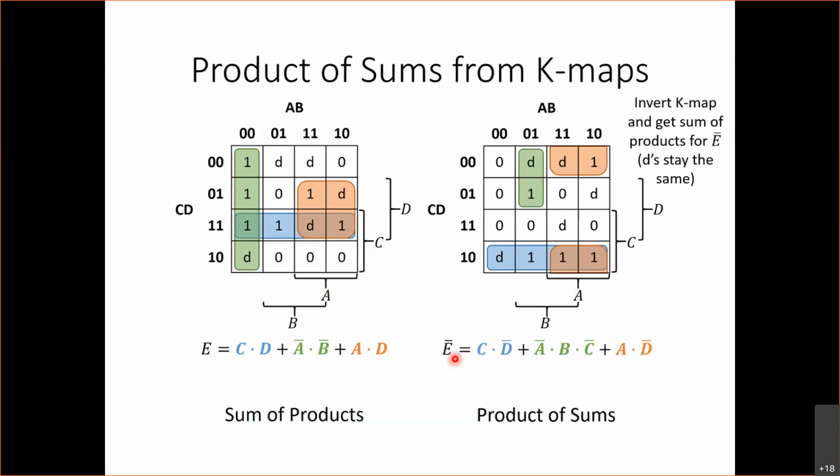Okay, so this is not E. And then what does E become? We applied De Morgan's law, right? Here we replace all the ands with ors, we replace all the ors with ands, and then we invert all the variables. So here C and not D becomes not C or D, etc.